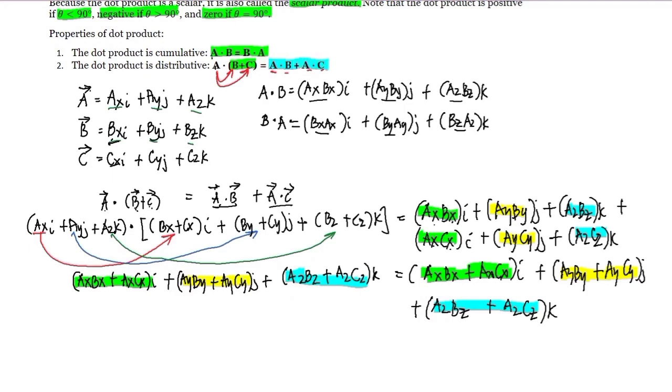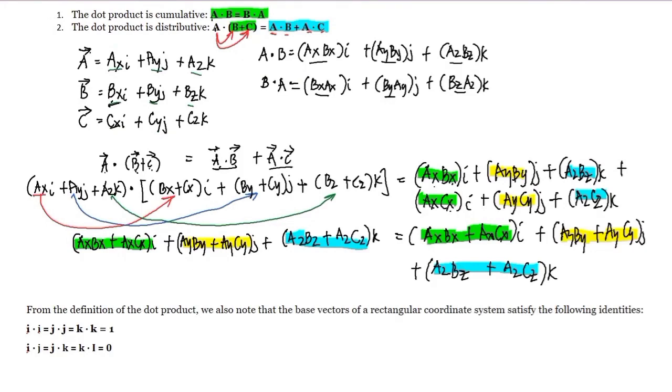This is our property number 2. But from the definition of the dot product, we have to note that the base vectors of the rectangular coordinate system will be satisfying these identities. The dot products i dot i, j dot j, and k dot k are each equal to 1. And if we take the product of i and j, j and k, k and i, that would be equal to 0.